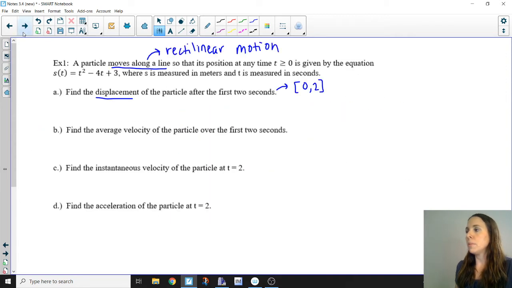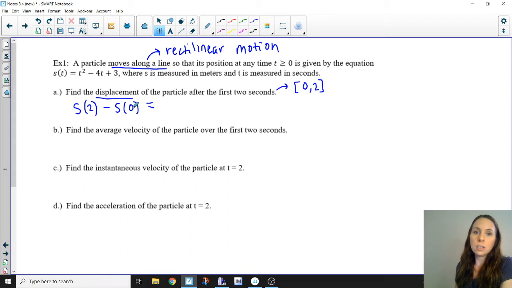Since you're trying to find displacement, you don't need to take a derivative. We would take a derivative if we needed velocity or speed, or a second derivative if we needed acceleration. We're not asked for that here, so we are just working with this function. We are finding the position of the function at its ending point, and taking away from that the position of the function at its starting point. That is a formula that you can use for displacement.